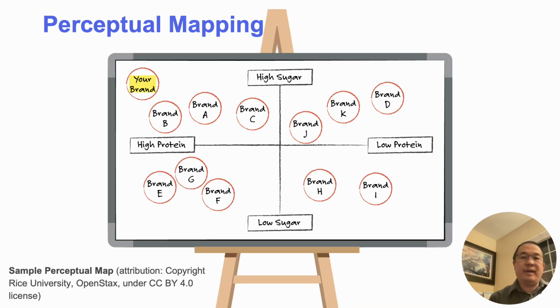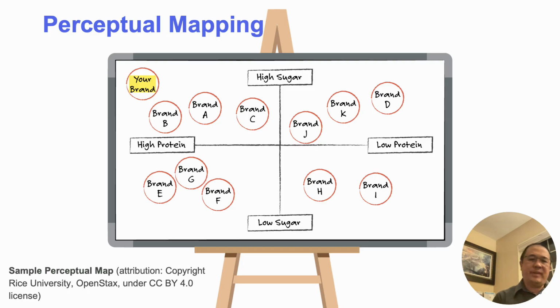A perceptual map is a visual diagram that shows how consumers perceive different brands or products based on 2 important attributes. These attributes can include price, quality, taste, convenience, or in this case, sugar content and protein content. The map is based on consumer perceptions, not necessarily the product's actual features.